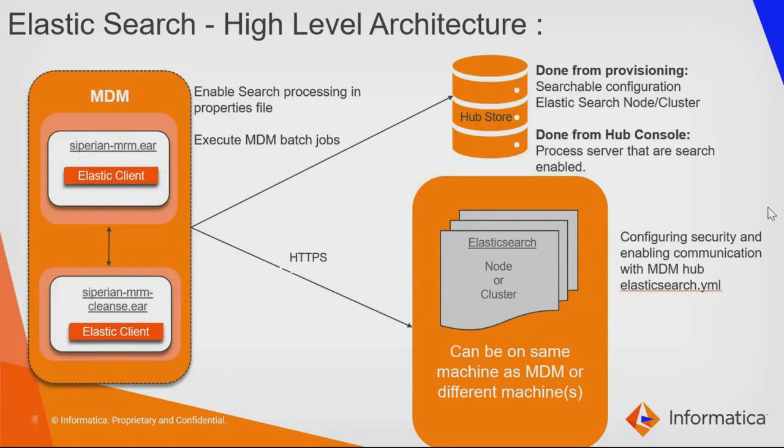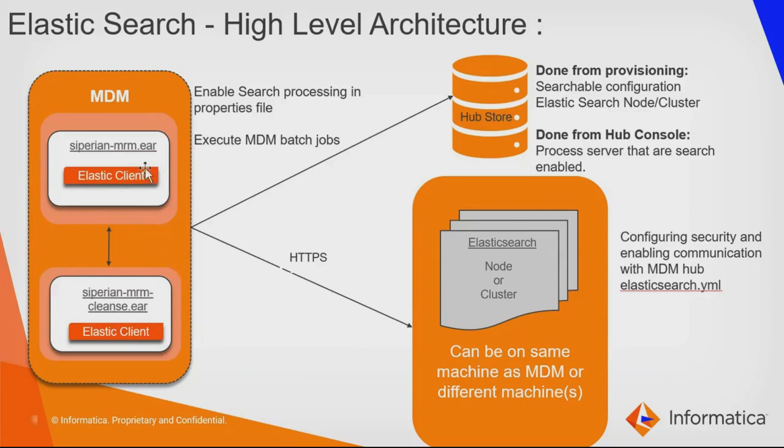Next is the Elasticsearch high-level architecture. Here we have a hub server and a process server in a typical MDM installation, and we have a database repository. Here we have an Elasticsearch node or a cluster. This need not be on the same machine. It can be on a different machine, or on any other JVM, rather than being on the same one as MDM. And the Elasticsearch directories are not necessarily under the hub server third-party folder. It can be on any other path as well. Basically, it is used for search, and it can be present anywhere.